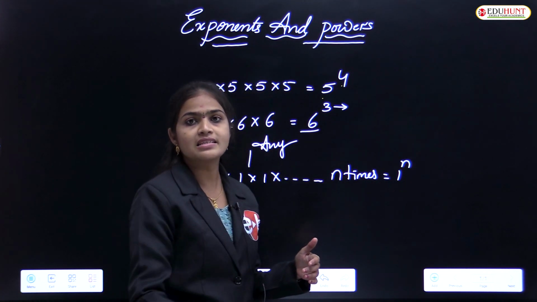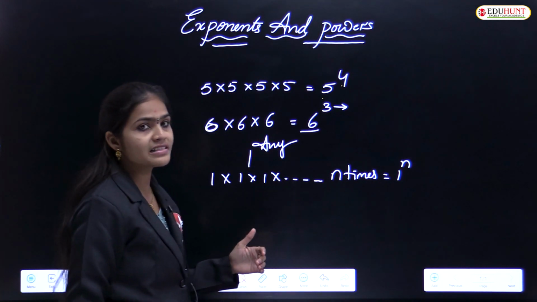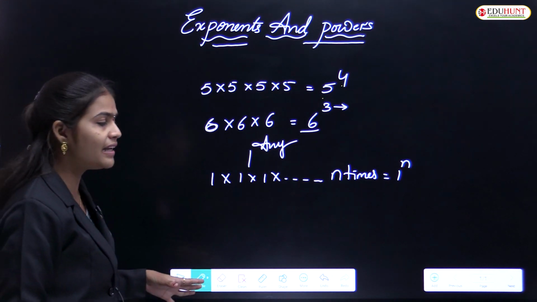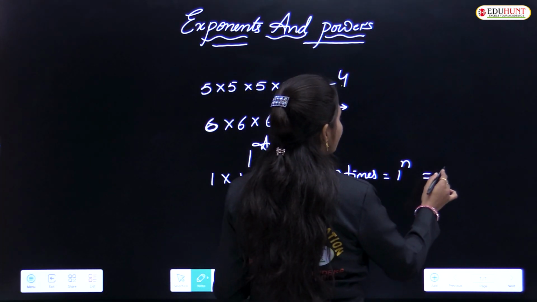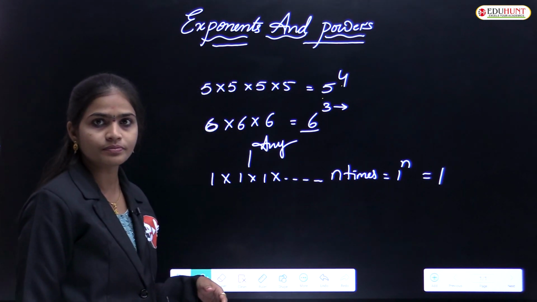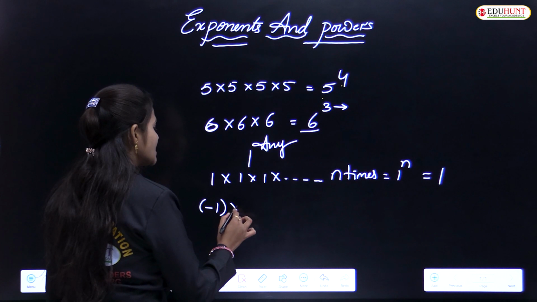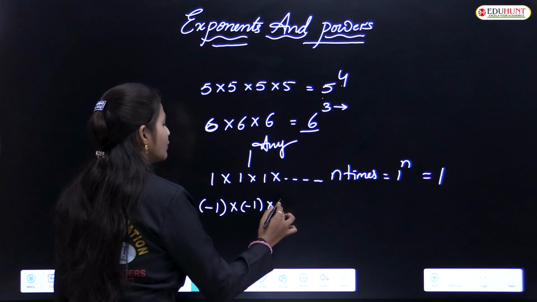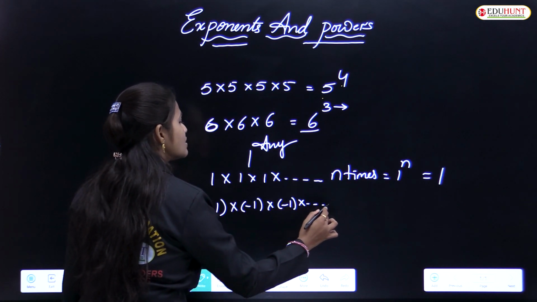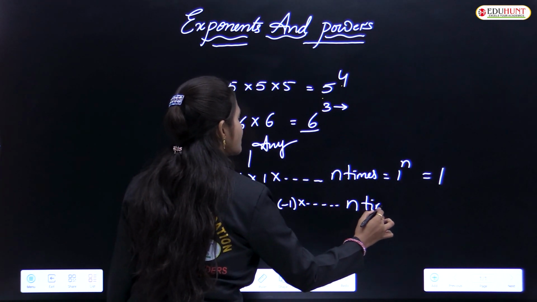1 into 1 again is equal to 1. So 1 multiplied by itself n number of times, we will always get 1 only, no? Now what about minus 1? Here minus 1 into minus 1 into minus 1 and so on, up to n times.